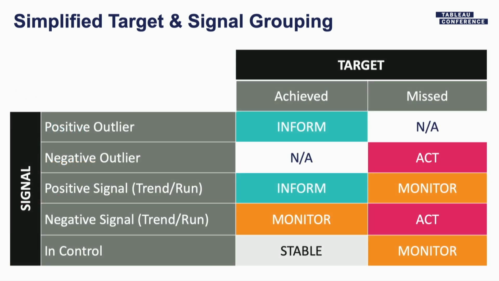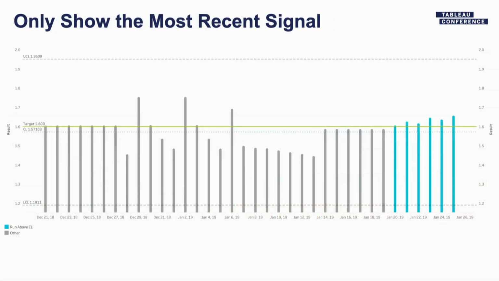So this is really how to bring that all together. So an example, you have a positive outlier, so revenue is spiking, you've achieved target, great, we still want to inform you of that. And then we have monitor, for example, for a negative signal. So we've achieved target, but we can see a negative signal, so a trend going downward or run below average. It's something we want to make the user aware of, that that has happened. And so if we use this table here and create a calculated field out of it, basically a big if condition, and apply that to the chart that we saw before, we can get something like this.